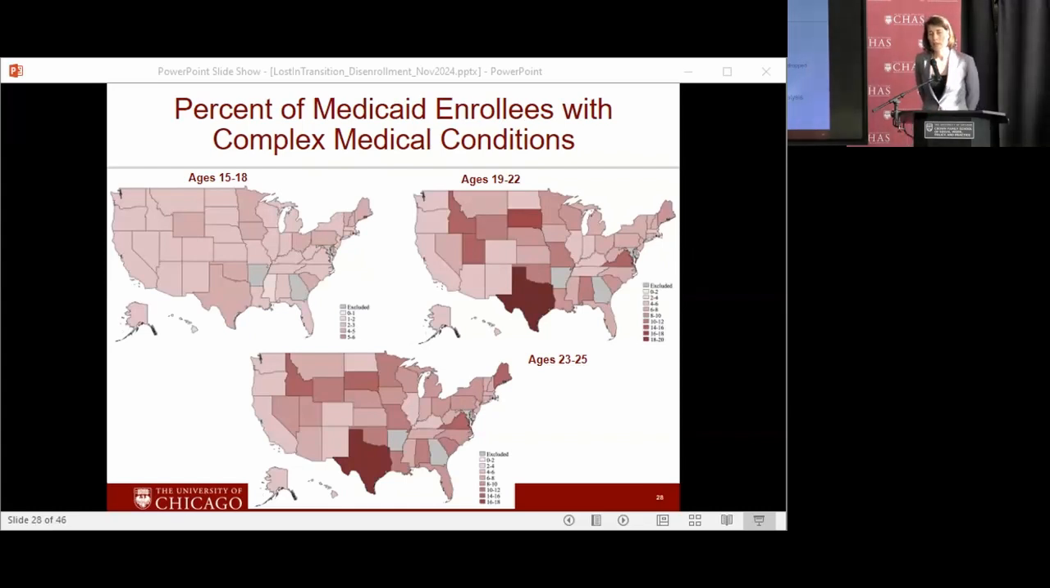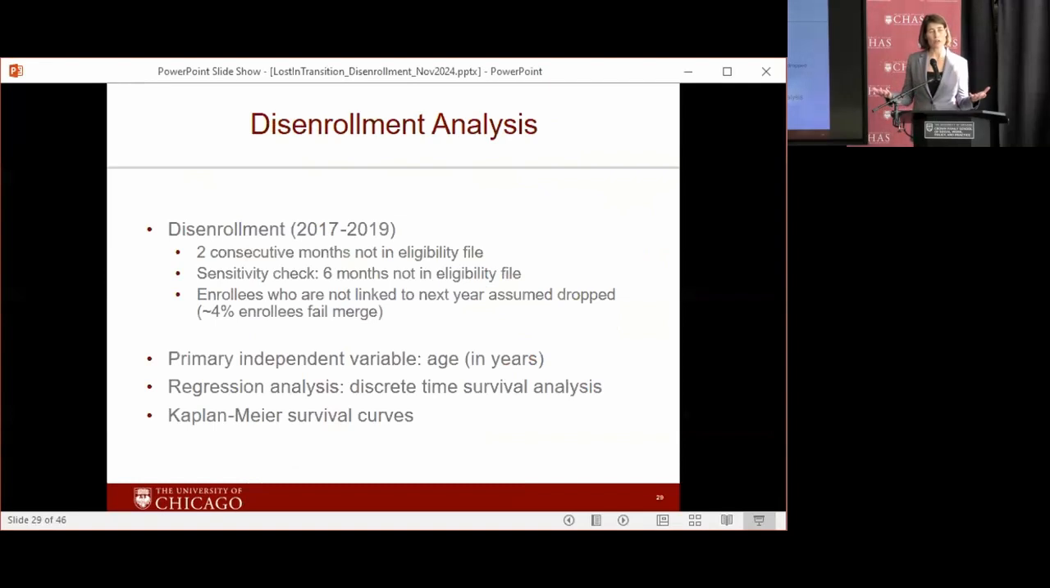Okay, now to formally look at, so those were just giving you general population prevalence numbers among the states. Now we're going to formally look at disenrollment. So disenrollment in this case means 2 consecutive months not in the eligibility file. The way this file is structured, we see everybody's eligibility month to month. When you drop out for 2 or more months, we count that as a disenrollment. The files are done by year. If you don't merge into the next year's file, we consider you disenrolled, although that's a minority of our observations.